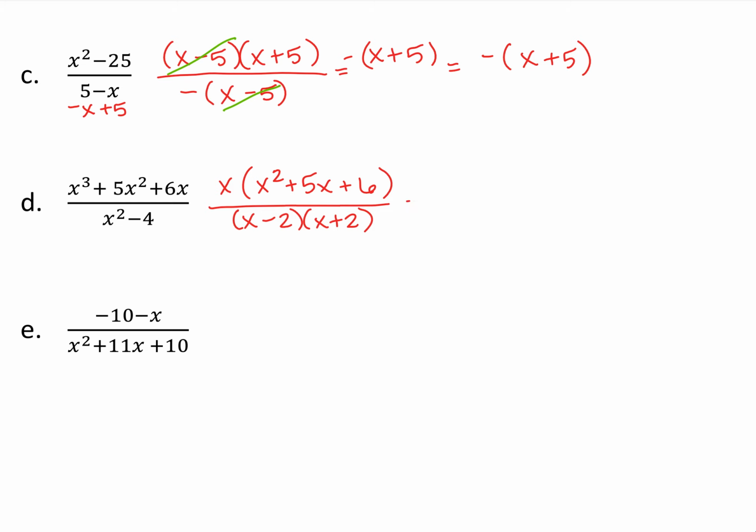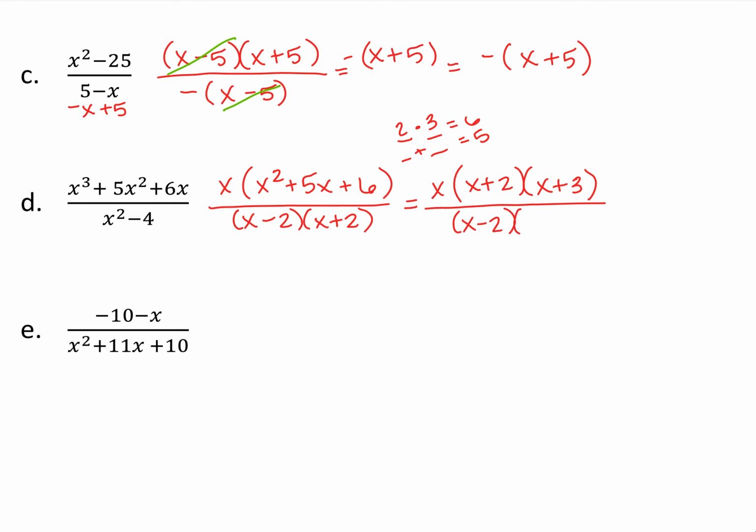Now I'm going to go back to the top. I have to figure out, okay, well, what times what gives me 6, but adds to be 5. Well, I know that that's a positive 2, positive 3. So I have that x that I pulled out. Then I have my x plus 2 and my x plus 3. Bring my x minus 2 and x plus 2 over because I'm not doing anything else to them.